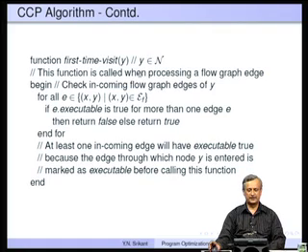What does first time visit y do? Exactly one of the edges must be marked as executable and the others should not be. So, if E.executable is true for more than one edge, then return false, otherwise return true. At least one incoming edge will have executable true, because the edge through which the node is entered is marked as executable before calling this function. So, the first time you come to y, one of the incoming edges will be true. But if more than one edge is true, then we are entering for the second time, so this will be returned as false.